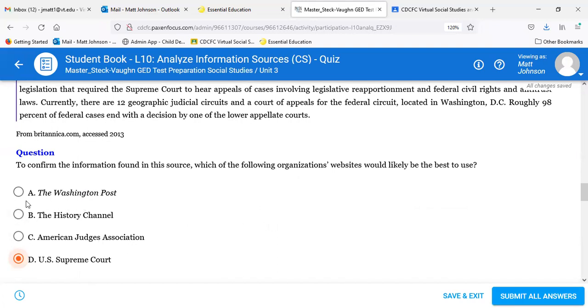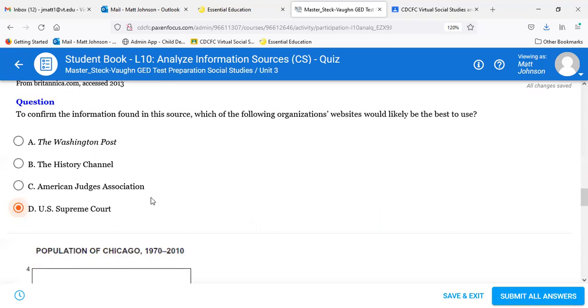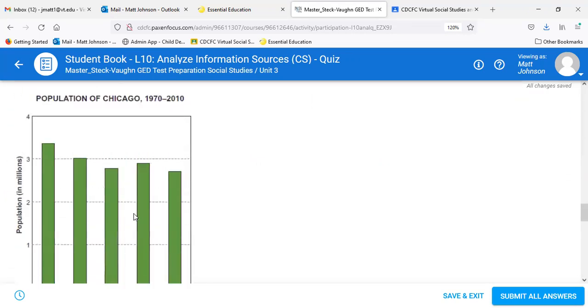These other ones would also be secondary sources, right? So, the Washington Post is a newspaper. The History Channel, of course, they have a huge website with lots of historical information on it, but it's not necessarily going to have the information that we want, for one, and as a secondary source, it could offer bias. The American Judges Association may well have a lot of information about that, but also consider American Judges Association may also have some bias. So the best bet would be to go to the U.S. Supreme Court site for something like that. D as in dog.